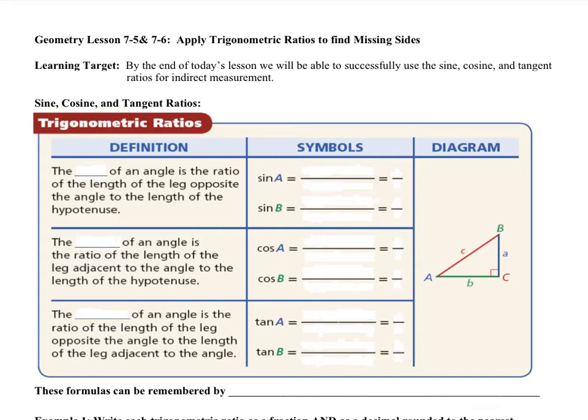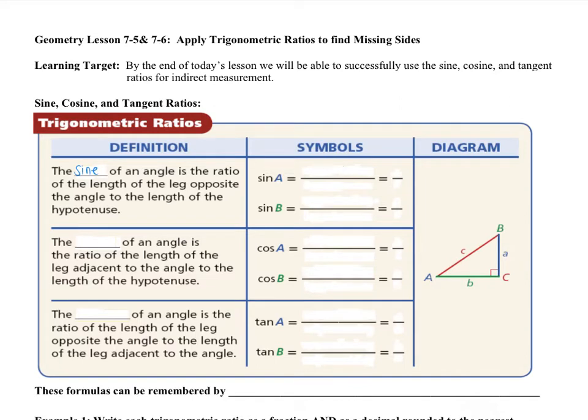Lessons 7-5 to 7-6. Apply the trigonometric ratios to find missing sides. By the end of today's lesson, we will be able to successfully use sine, cosine, and tangent ratios for indirect measurement. So let's begin with sine.